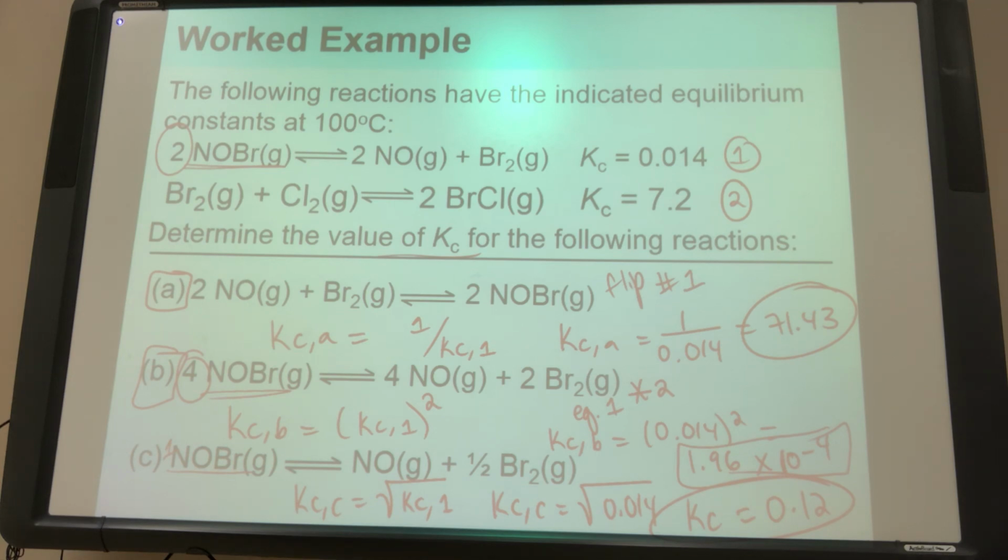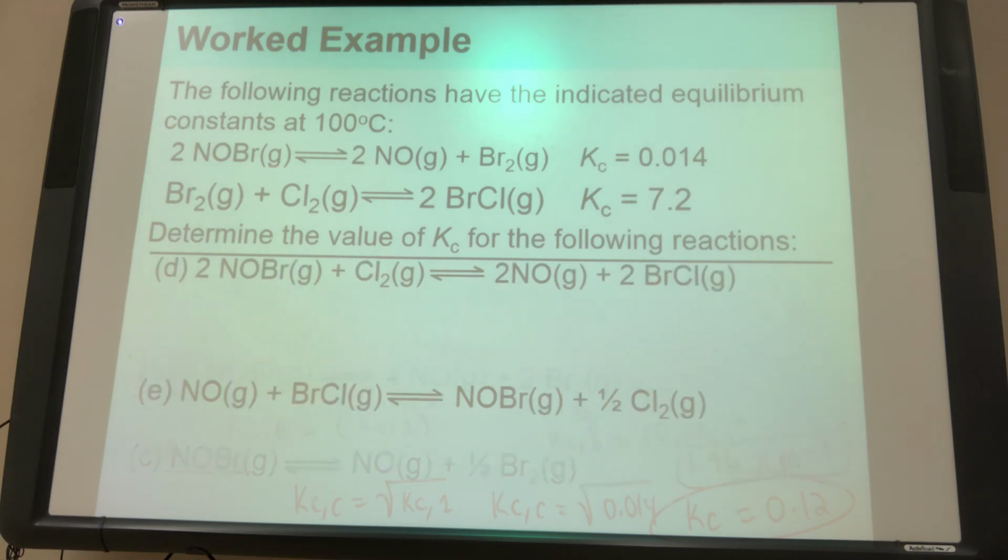All right, almost done. This slide and then we're done for this lecture. So let's look at D. I've got NOBR. NOBR is only in this slide. Cool. Is it on the same side? Yep. Is it the same number? Yep. So do I have to do anything to the first one?